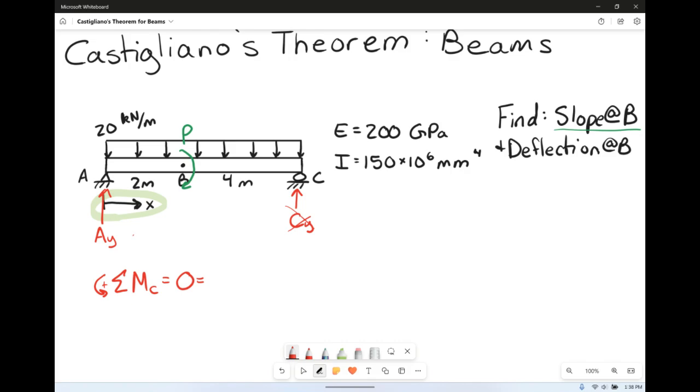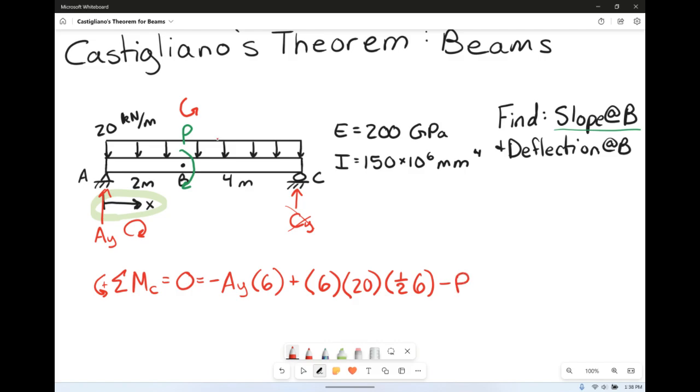So AY is going to be going opposite our nice direction, so negative AY times his distance of 6 meters. Then we have our 20 kilonewton per meter load going positively. So we have plus the base of 6, the height of 20, and the distance from his center, which is half of 6 over to C. Then we have P. P is just straight up going in the wrong direction, so minus P.